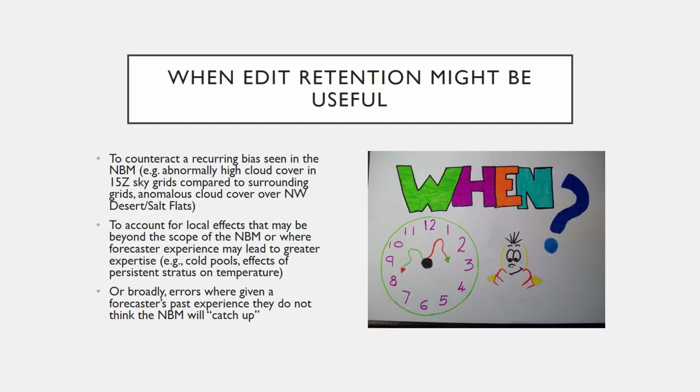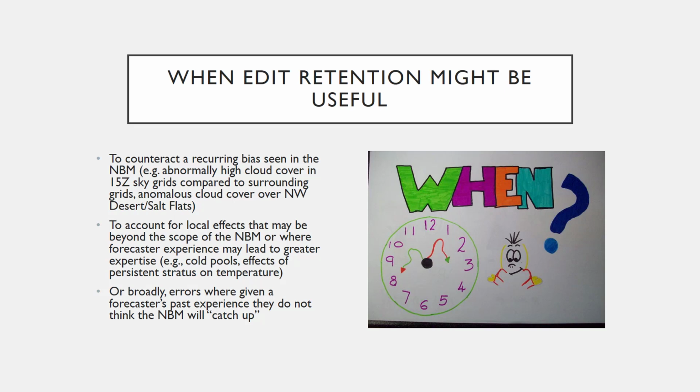That's all well and good, but you might be wondering when edit retention might be useful for you to use. Here at Salt Lake City, we found several scenarios where it works well. First, it is good to use when attempting to counteract a recurring bias in the NBM. For example, on occasions when the 15Z scry grids are abnormally high compared to the surrounding grids. That's something that typically persists over multiple runs of the NBM. We've also noticed a high bias in cloud cover over our northwest desert, the Salt Flats area, and edit retention can often be useful in that case.